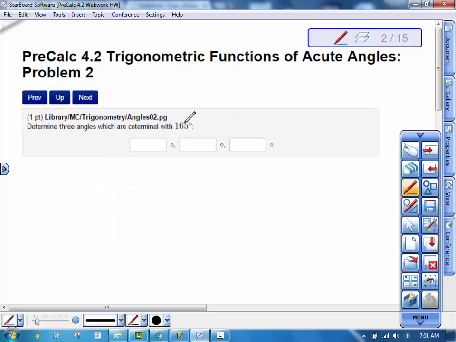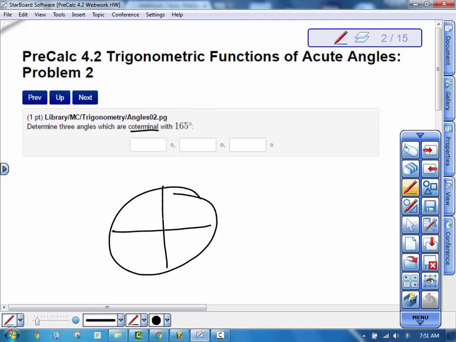Next problem's pretty easy, 165. If you want a coterminal angle, 165 is somewhere, I don't know, over here. You just add 360. So if you add 360 once, you get 525, and you just go around back to the same spot. You add 360 again, you get 885, and if you add it again, you get 1245. Those are all coterminal angles. You could subtract 360 as well and go the other way.